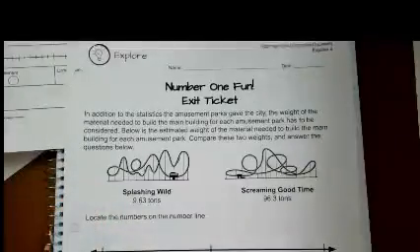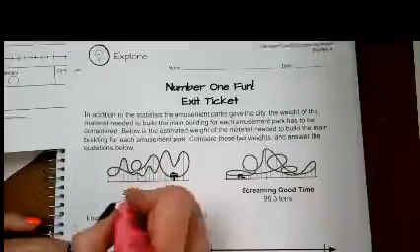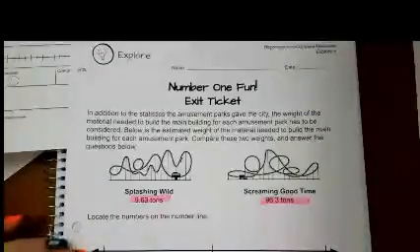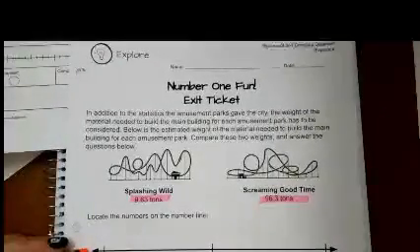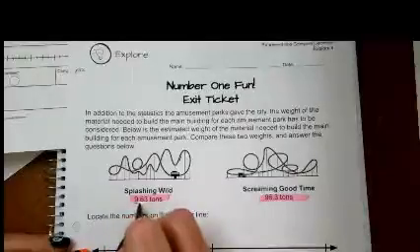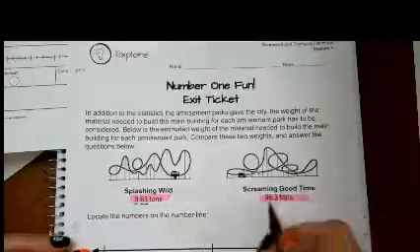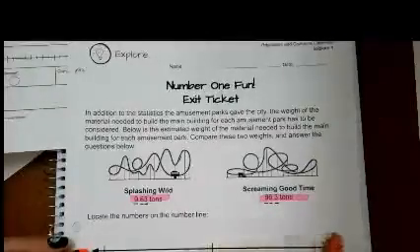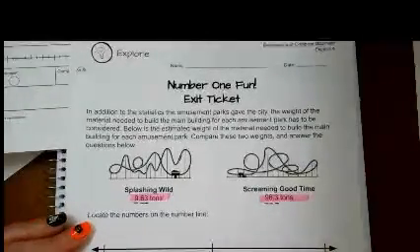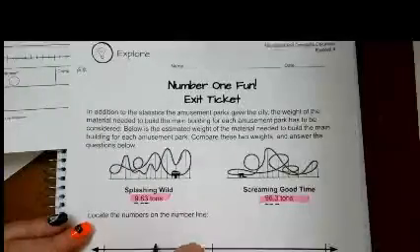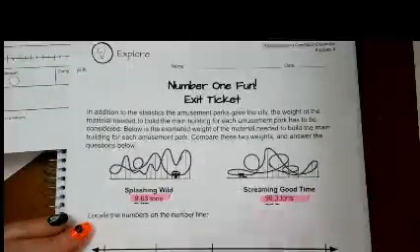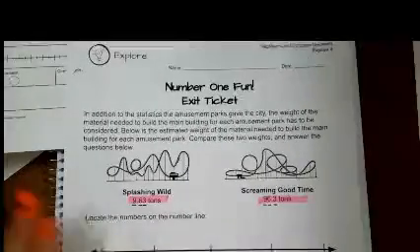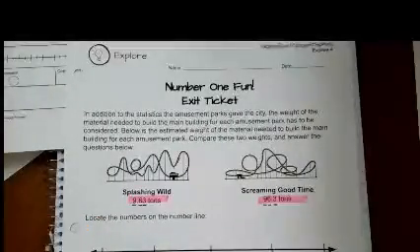So our two weights are here, Splashing Wild, and here, Screaming Good Time. Locate the numbers on the number line. So this one has whole, tenths, hundredths. This one has whole, tenths. So it goes from 0 to 100. So 50's in the middle. Half of that would be 25. Halfway in between 50 and 100 would be 75. And you have to fill in where they are on the number line.